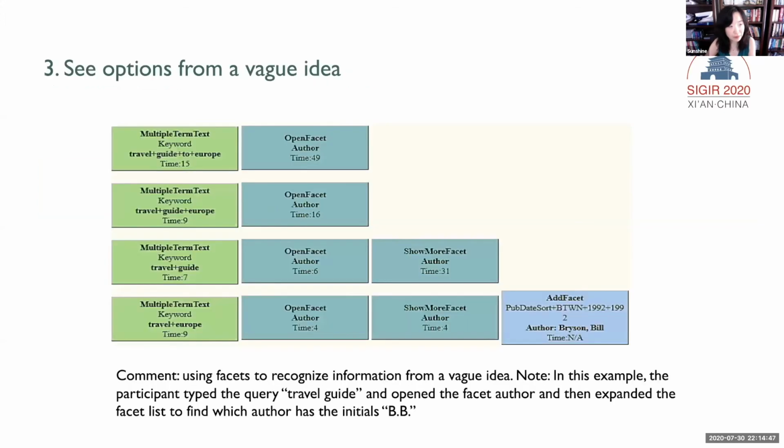So that means the user wants all the non-English movies from that company. The third circumstance is to see options from a vague idea. Like here, the user is trying to find some travel guide to Europe. The user opens the author facet to see what the available authors are for a travel guide, and later on finds an author, Bill Bryson. So the user's idea is vague, and he is using the facet to see some options to explore different ways.